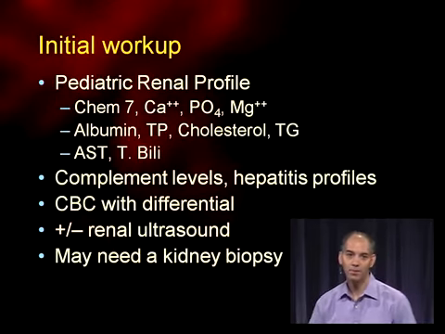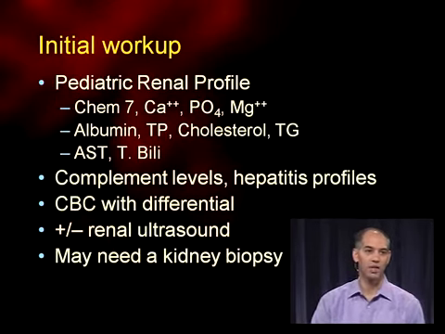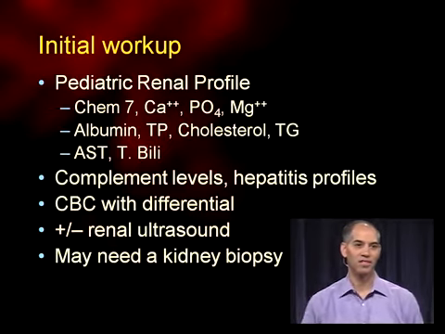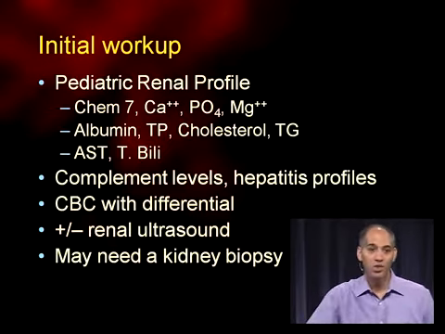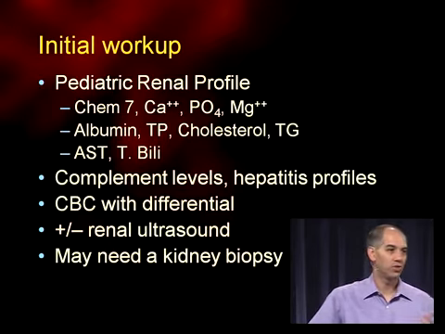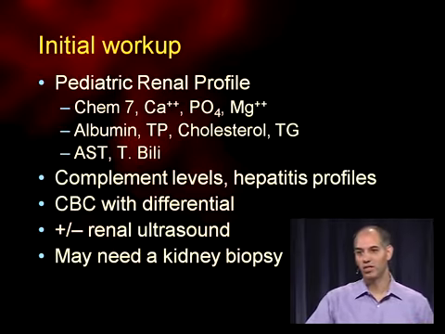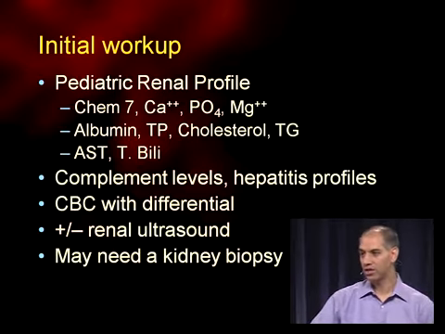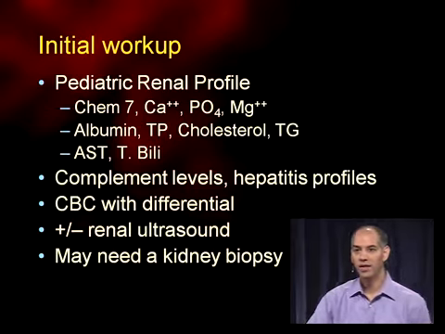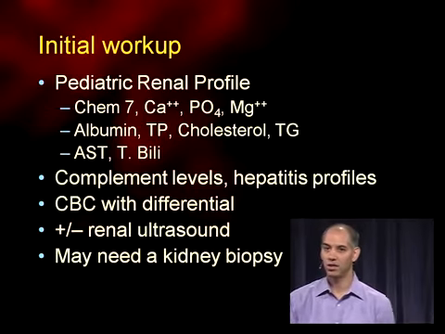The initial workup at my hospital, we're able to order what's called a pediatric renal profile. Unless you work at my hospital, you can't order that because they won't know what it is. But what you need to order is a Chem7, a calcium and phosphate, mag. Those are sort of typical look at renal function type tests. We look at albumin, total protein, cholesterol, and triglycerides because, again, with nephrotic syndrome, you have hypercholesterolemia, and you want to look at those. You have hypoalbuminemia. You want to look at the albumin level.